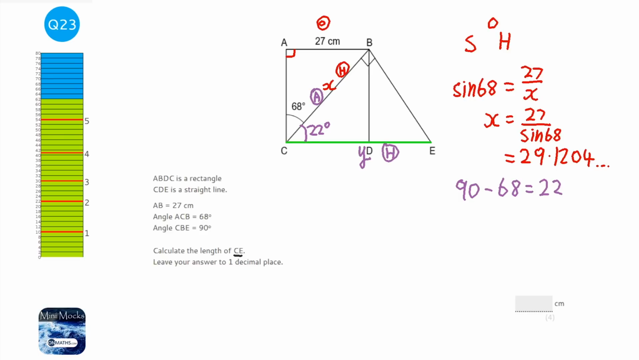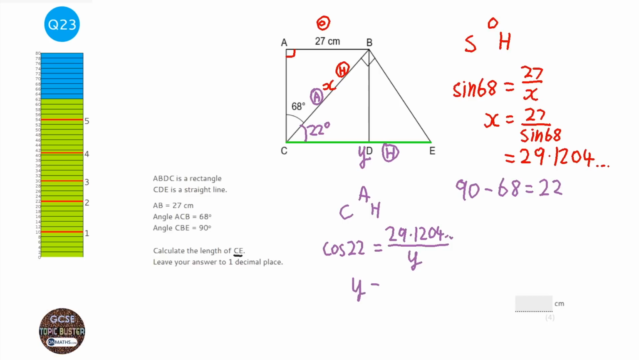So this time I'm going to be using cos. So it's CAH. So cos 22 equals my 29.1204 blah blah over y. So again, I'm going to times both sides by y and divide both sides by cos 22. So y equals 29.1204 blah blah over cos 22.